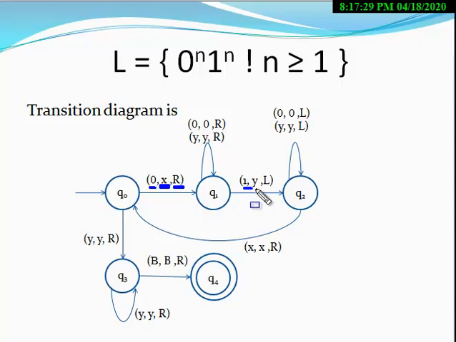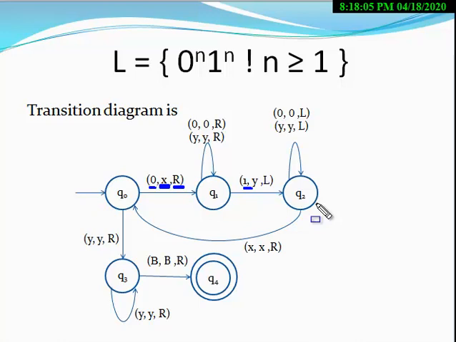Now 1 is replaced by Y, and the machine also moves to the left direction. That is, when 1 is replaced by Y, the machine goes back to the left side. So the direction is changed here. When the machine reaches the state Q2, the machine only moves in the left direction.